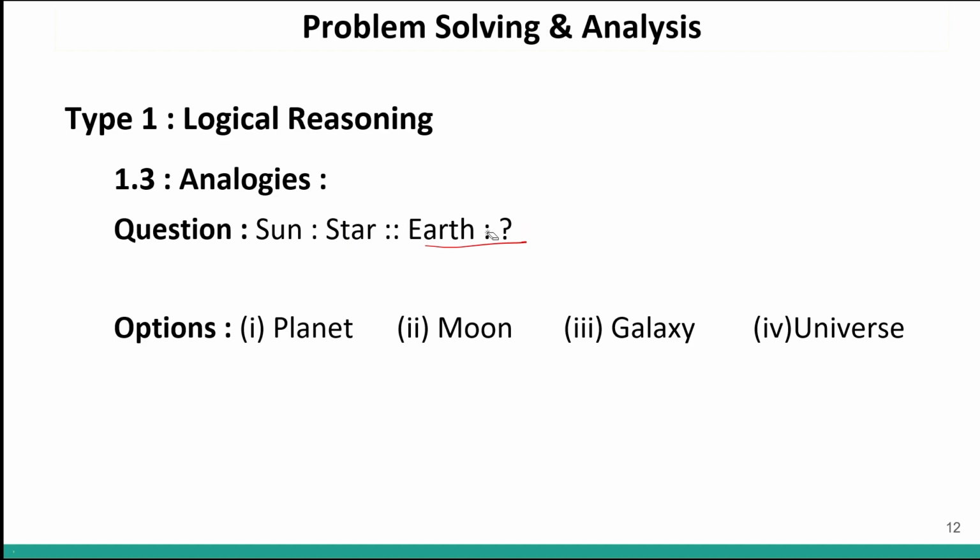So the relationship between sun and star is that sun is a type of star. So we have to follow the same logic for the second one. So earth we have to find is a type of what? So earth is a type of planet. So option number 1, planet, will be the correct answer.